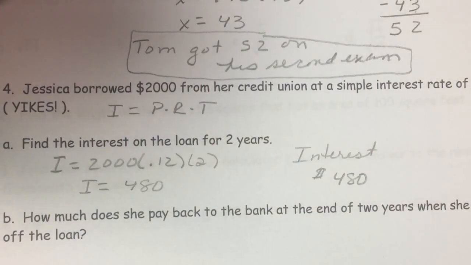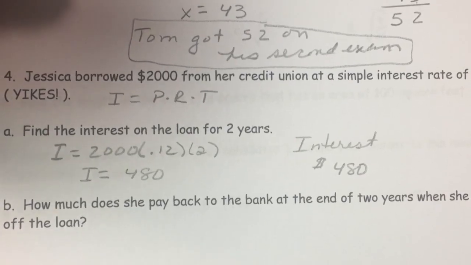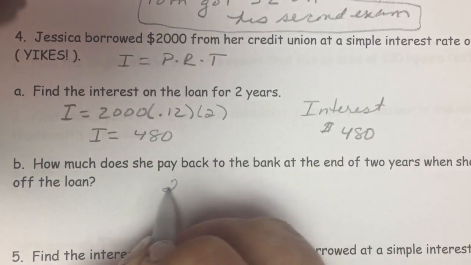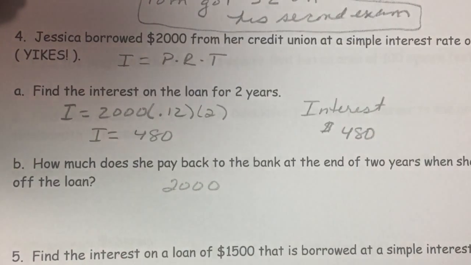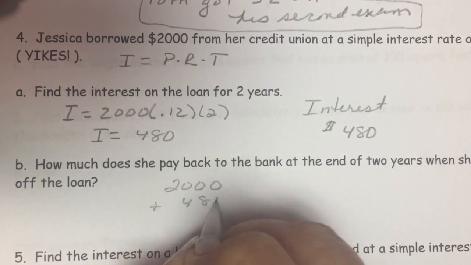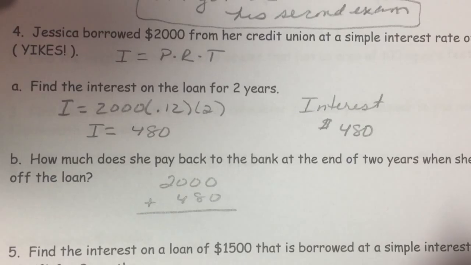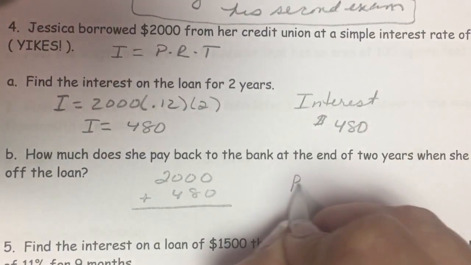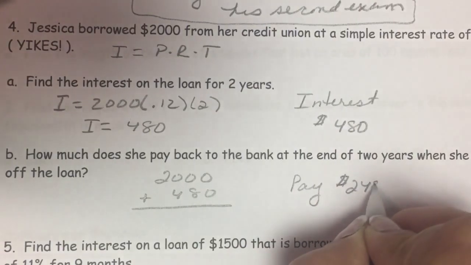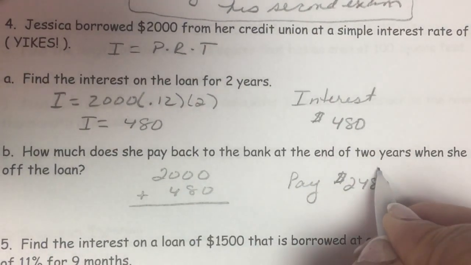Now remember, that's the interest. And since this is a loan, she has to pay that back. So B says, how much does she pay back at the end of the 2 years when she pays off the loan? Well, she has to pay the original $2,000 that she borrowed, plus she has to pay back the $480 of interest. So she has to pay back $2,480 to the bank.